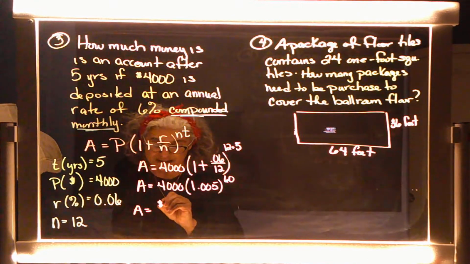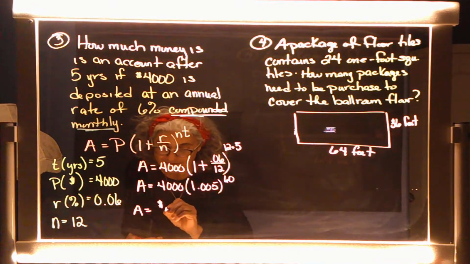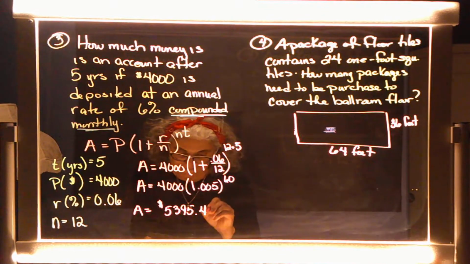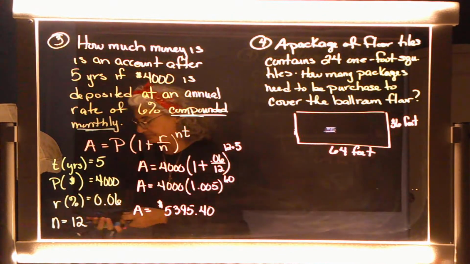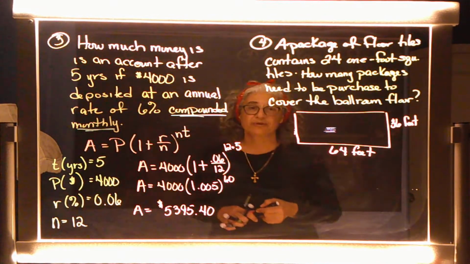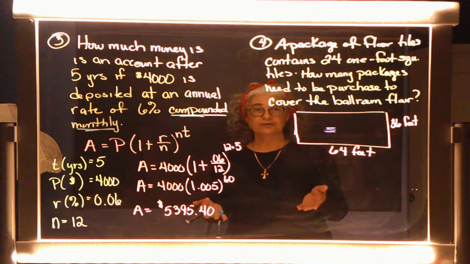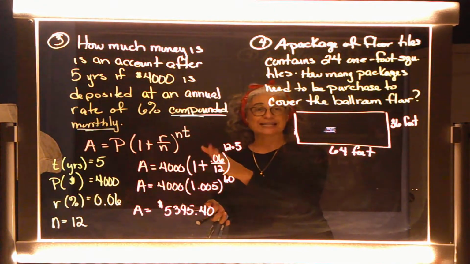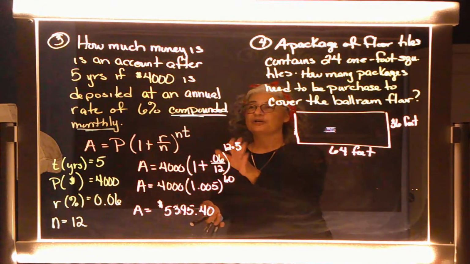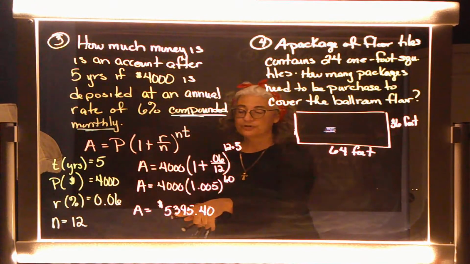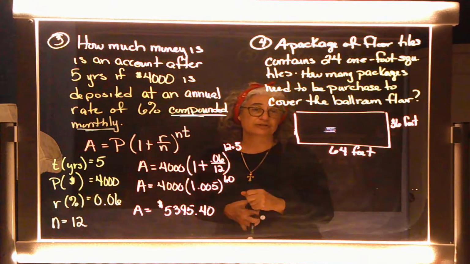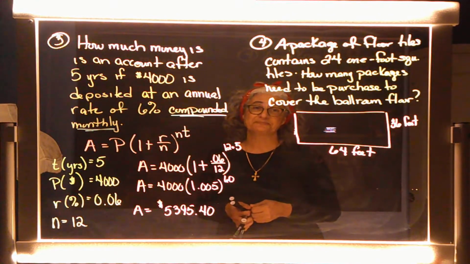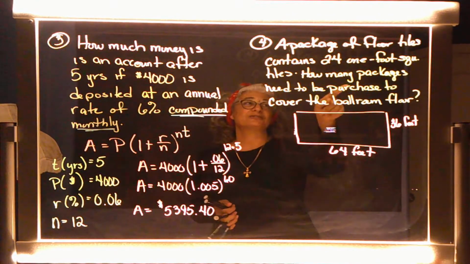So hopefully we ended up with the same amount. I got $5,395.40. Hey, I want my 40 cents. Cool? So now you can decide if it's worth it to leave $4,000 in an account for 5 years with this information in order to gain an additional almost $1,400. Hey, it's a real life example, just saying. Good with that one? Okay, let's look at this one.